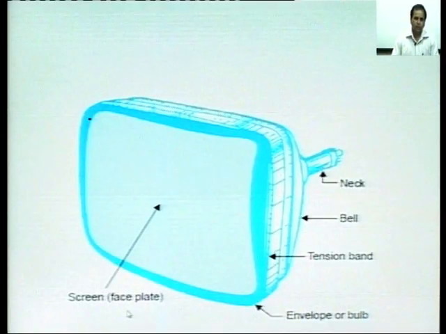Next is the screen or faceplate. This is the visible part which we see in our TV. This is the front portion of the television where the pictures or images are formed, and these images are formed with the help of all these three parts. These are the essential parts. So, the screen or faceplate is the visual output where we see the pictures.